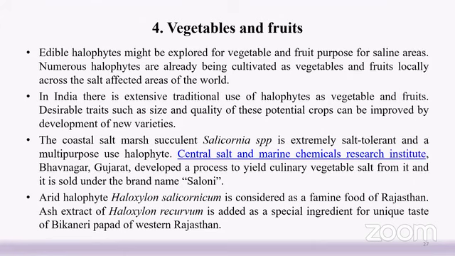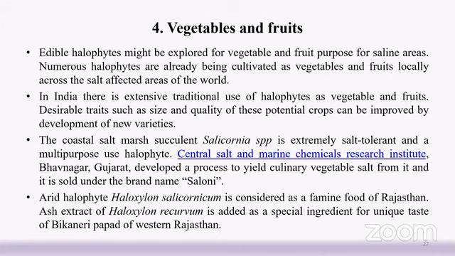Fourth use is as vegetables and fruits. Edible halophytes might be explored for vegetable and fruit purposes for saline areas. Numerous halophytes are already being cultivated as vegetables and fruits locally across the salt-affected areas of the world. In India, there is extensive traditional use of halophytes as vegetables and fruits. Desirable traits such as size and quality of these potential crops can be improved by development of new varieties.